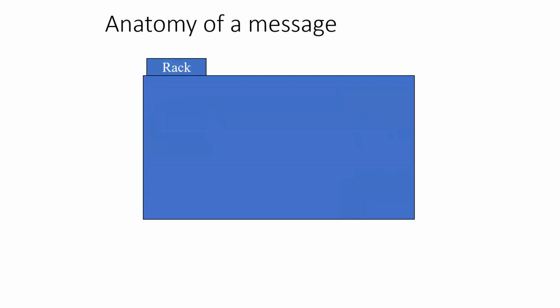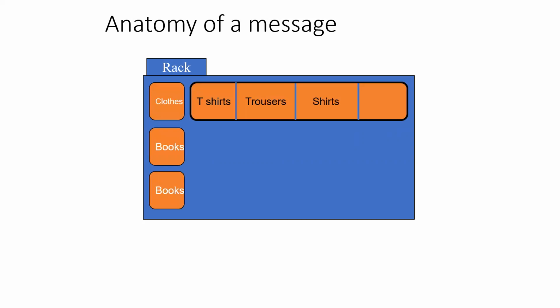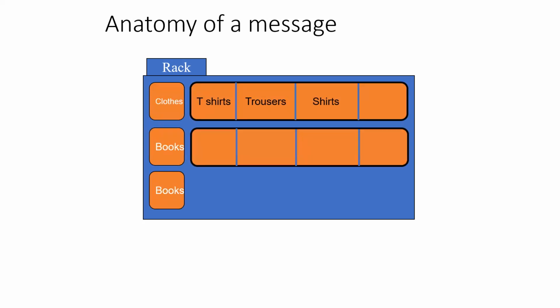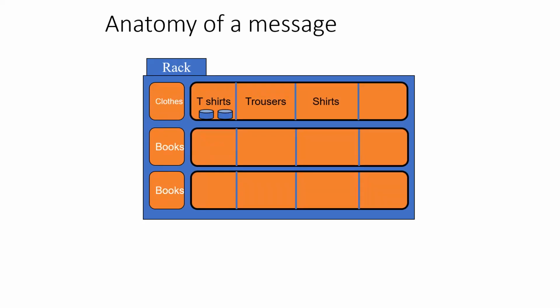So let's take a look at the anatomy of the HL7 message. To understand the HL7 message structure, I would like to give you a small metaphor so that we can understand it better. Let's say that there are two or three different people in a house, and they have a rack in the house, right? Within the rack, they have different shelves. Each shelf is dedicated to putting certain kinds of material. So the first shelf is dedicated for clothes, the second shelf is dedicated for books, and the third one is also for certain other kinds of books.